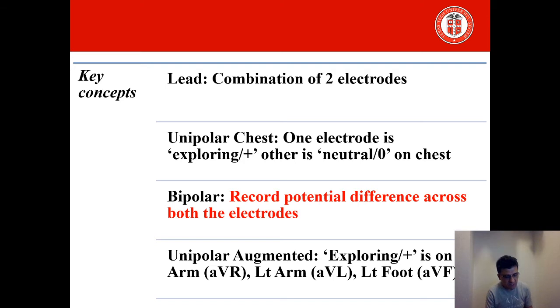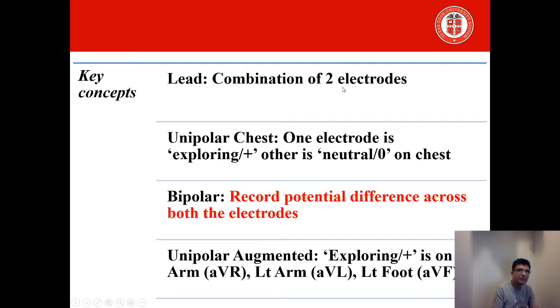Now, before I start talking about the placement, I thought it's a good idea to jump into some of the very key concepts which I'm really hoping will reduce some of the ambiguity about the terminology as well as the conceptual basis of ECG lead placement. For example, what is the difference between a lead and an electrode? It's pretty simple. The top definition says that a lead is a combination of two electrodes.